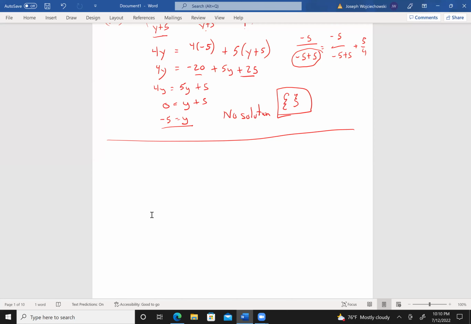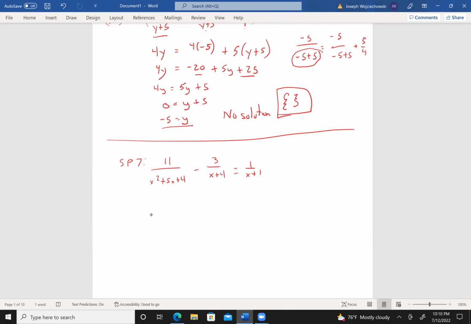Okay, looking at the next one, we have another one like that. We have skill practice 7. And I have 11 over x squared plus 5x plus 4 minus 3 over x plus 4 equals 1 over x plus 1.